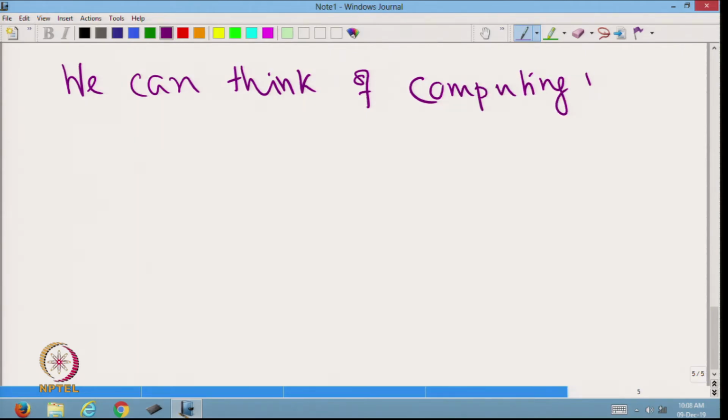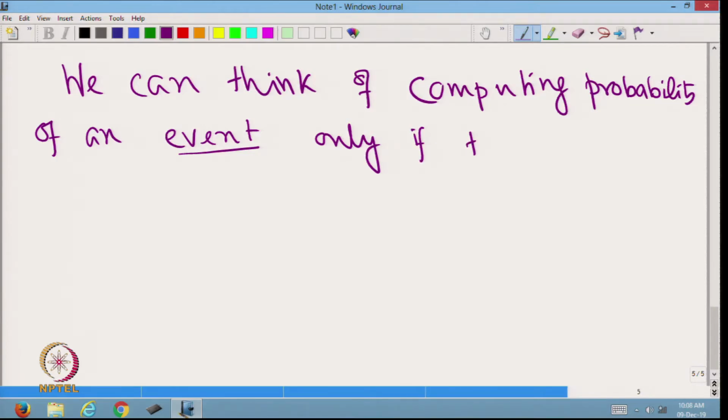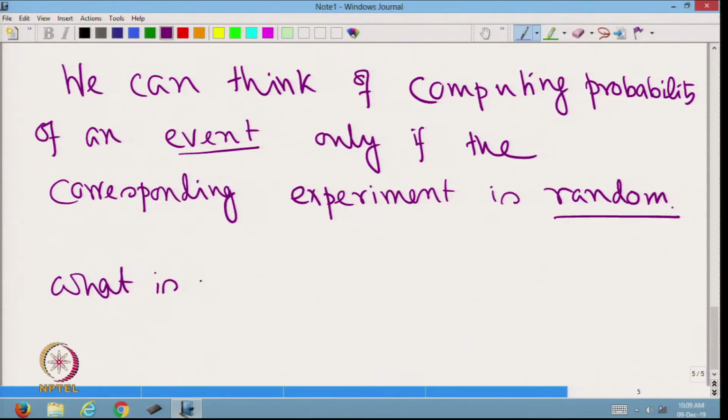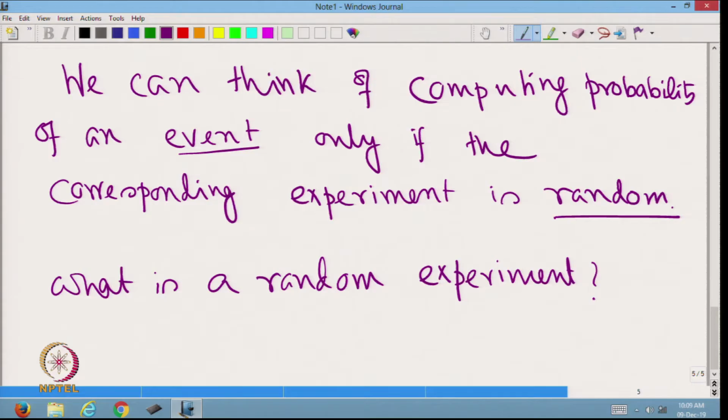So, we can think of computing probability of an event only if the corresponding experiment is random. So, what is a random experiment? Let us start with that.